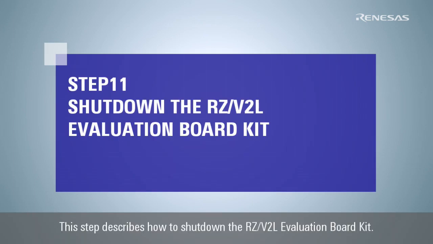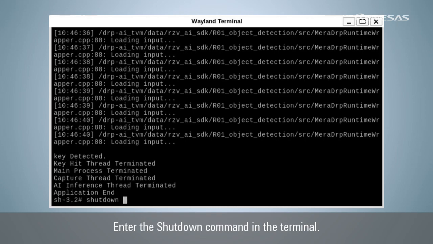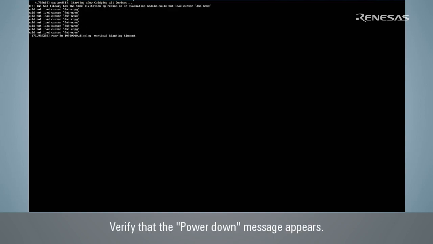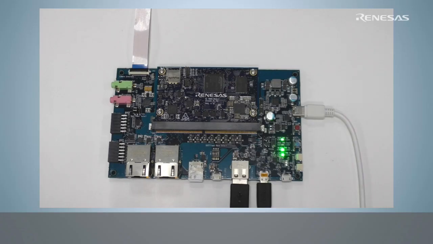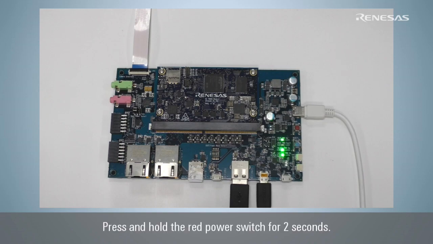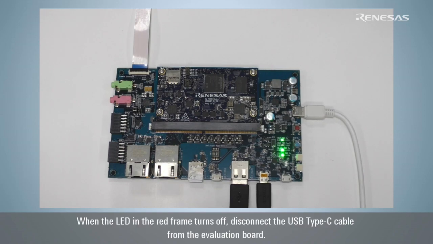This step describes how to shut down the RZ V2L evaluation board kit. Enter the shutdown command in the terminal. Verify that the power down message appears. Press and hold the red power switch for 2 seconds. When the LED in red frame turns off, disconnect the USB Type-C cable from the evaluation board.